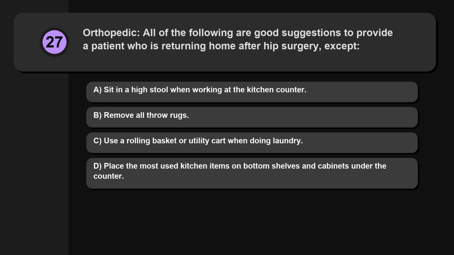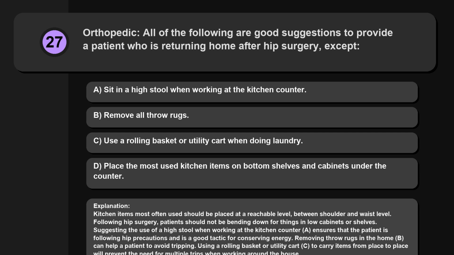Question 27. Orthopedic. All of the following are good suggestions to provide a patient who is returning home after hip surgery, except: Option A. Sit in a high stool when working at the kitchen counter. Option B. Remove all throw rugs. Option C. Use a rolling basket or utility cart when doing laundry. Option D. Place the most used kitchen items on bottom shelves and cabinets under the counter.